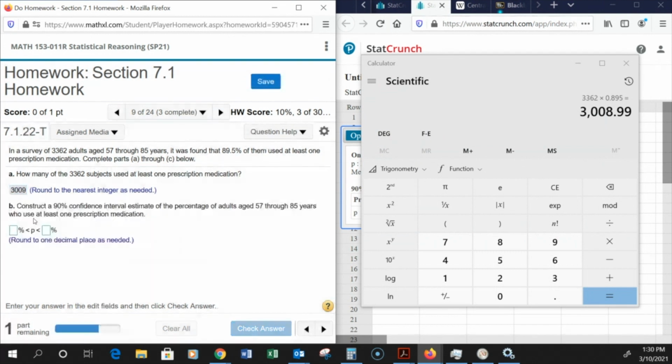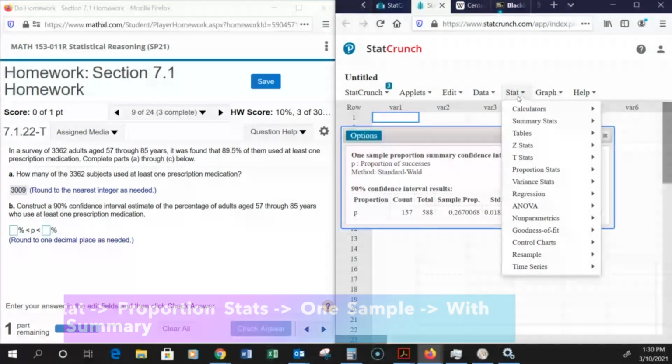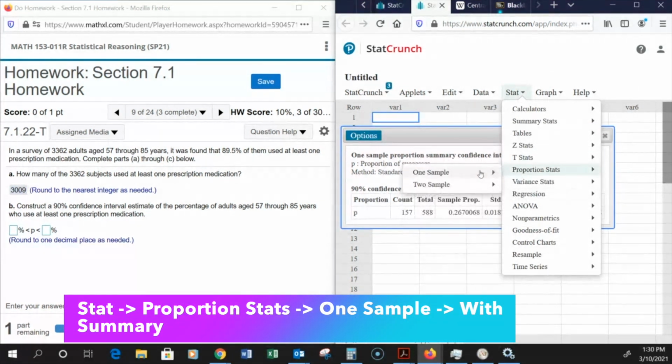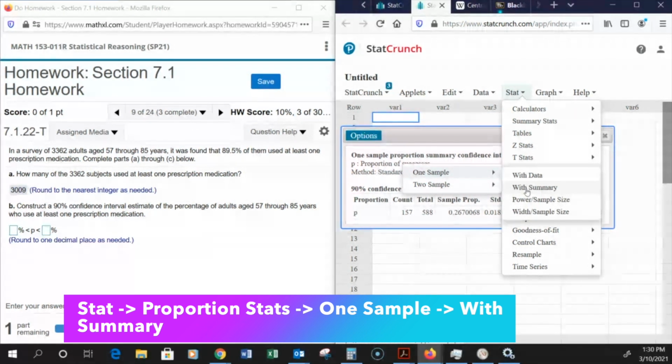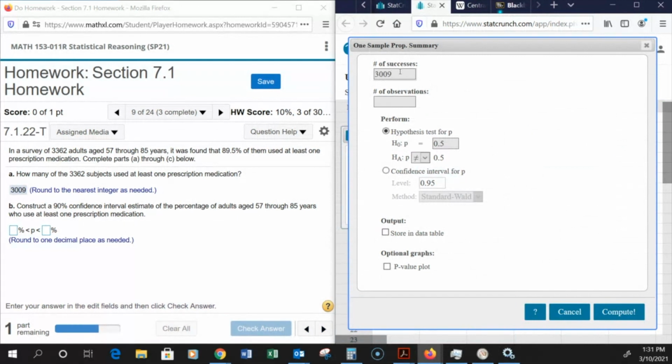Good job. We need now a 90% confidence interval. And why did we have to do this? Well, because StatCrunch is going to ask us for the number of successes. So remember this 3009. We'll go back to our window, we go to Stat, we go to Proportion Stats, we go to One Sample, we go to Summary. How many successes? It was that 3009 that we just calculated. How many observations? There were 3,362 adults.